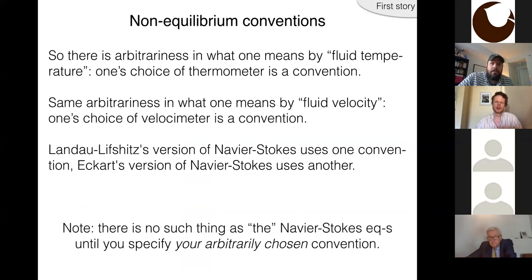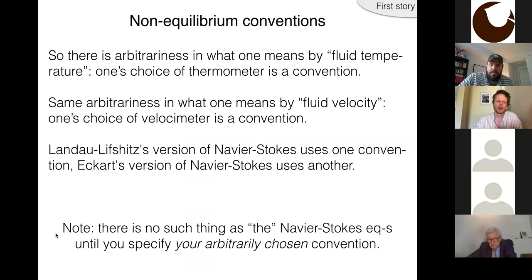So what this tells you is that there is a certain degree of arbitrariness, or a convention, in what you mean by fluid temperature when you are out of equilibrium, because your choice of thermometer is a convention. And there is the same arbitrariness in what you mean by fluid velocity. Your choice of velocimeter is also a convention. The Landau-Lifshitz version of the Navier-Stokes equations uses one convention, and Eckart uses a different convention, and that is why the two equations are different.